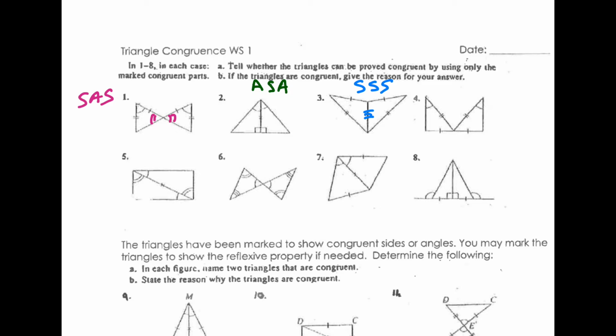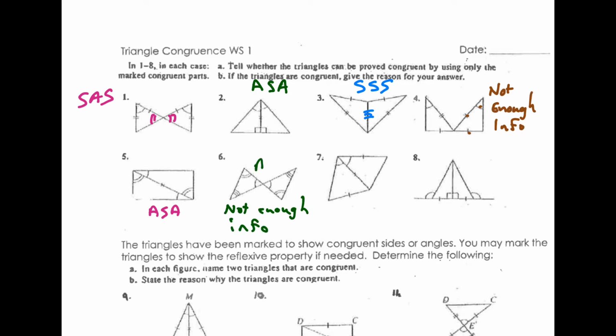And number 4, not enough info. This is another one that's set up to be angle, side, side, but remember ASS is not enough information to prove triangles congruent. All right, number 5, we have angle, side, angle. Number 6, not enough info.